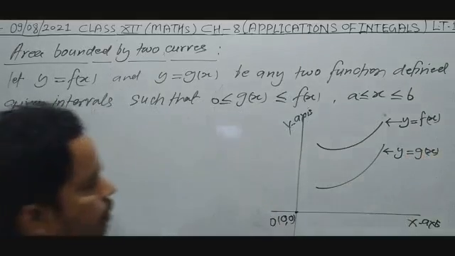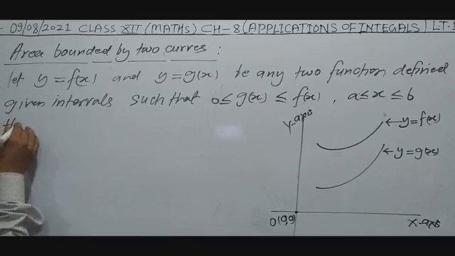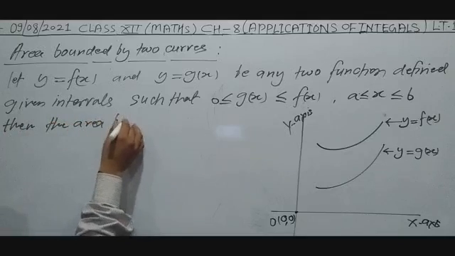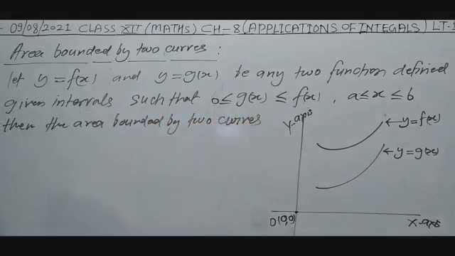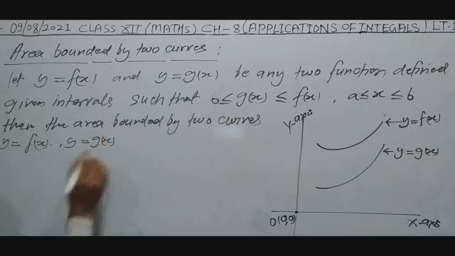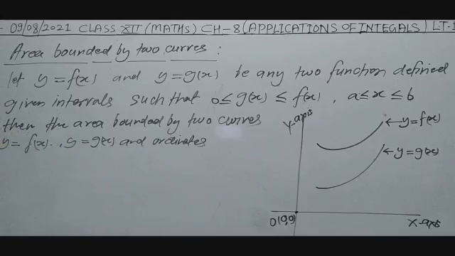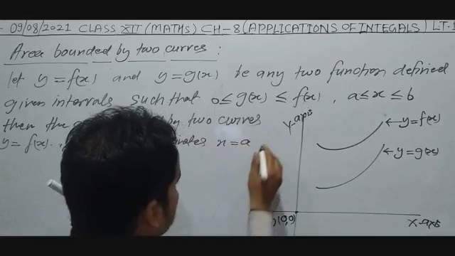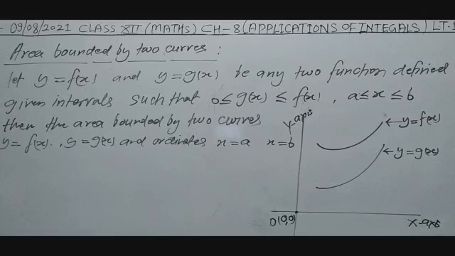Now the area bounded by two curves, we can say, the area bounded by the two curves y is equal to f(x), y is equal to g(x), and the ordinates x is equal to a, x is equal to b.